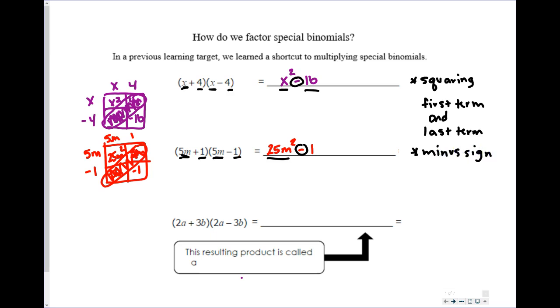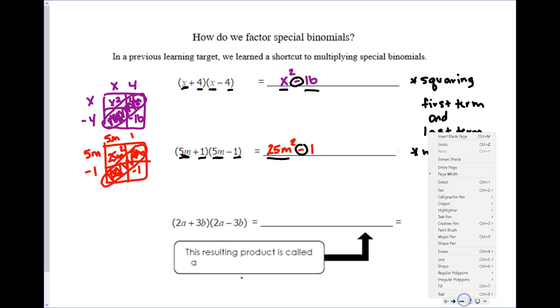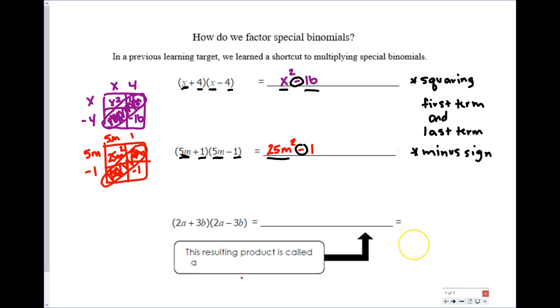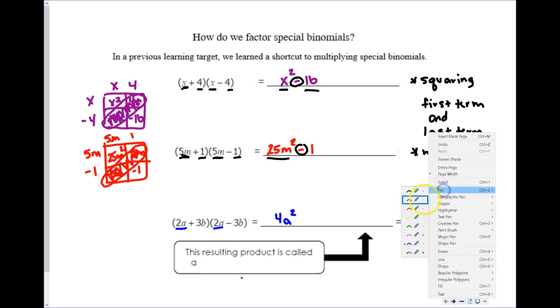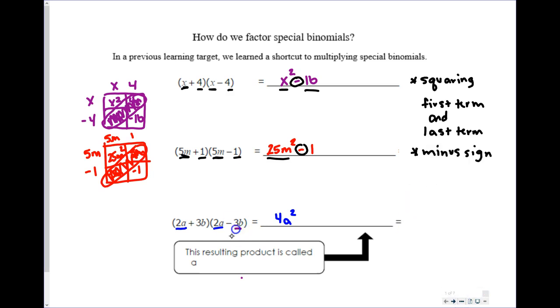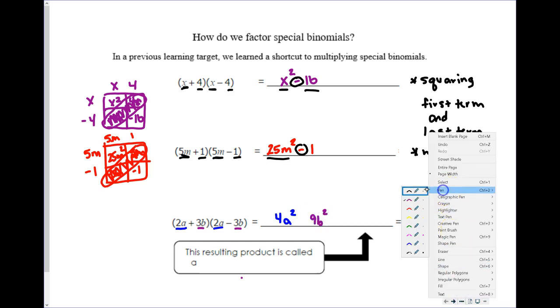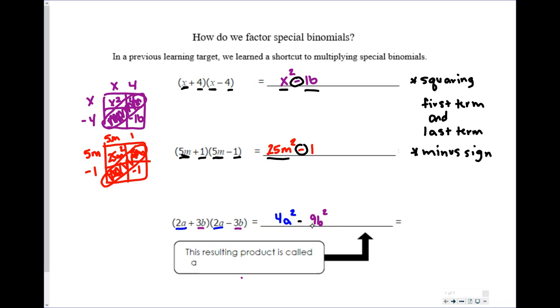Okay? So if I look at this third one and the pattern holds, then without even drawing a box, I'm going to square this 2a. 2 squared is 4, a squared is just a squared. And then the last term, I'm going to have the 3b. Well, 3b squared is just 9b squared. And then I just have to put in my minus sign. Without doing a box, without doing any of that, I know that this rule is true.